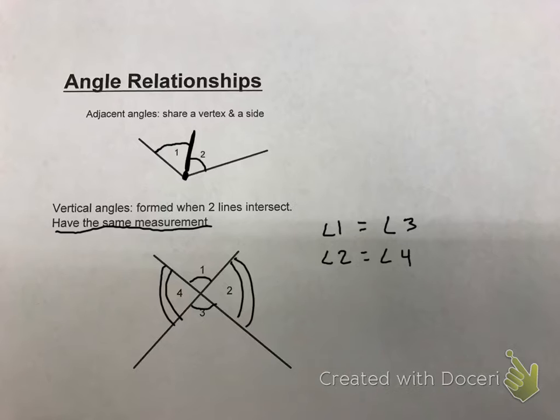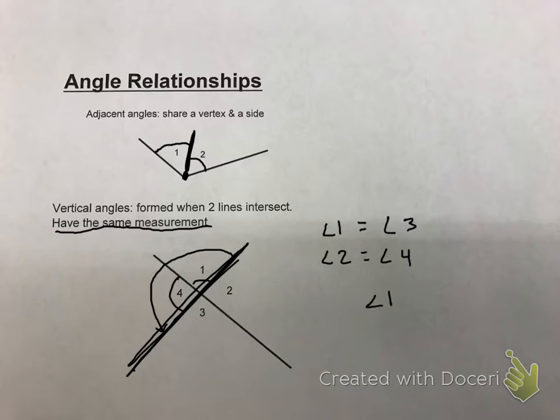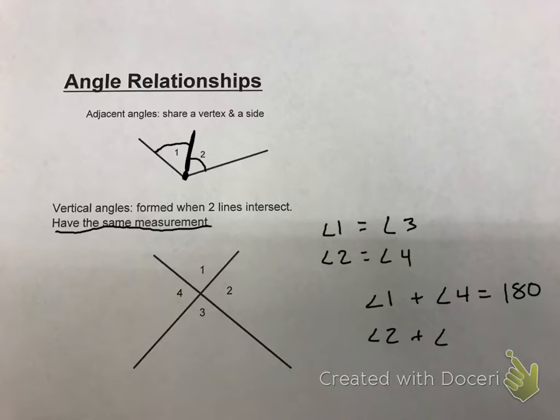In addition to that, if you look at angle 1 and angle 4 and add those together, that makes this whole arc here, which makes this straight line. So we could say angle 1 plus angle 4 equals 180, because a straight line is 180 degrees. We could also say the same about angles 2 and 3. Angle 2 plus angle 3 equals 180. You could say that angle 1 plus angle 2 equals 180. You could also say angle 3 plus angle 4 equals 180.